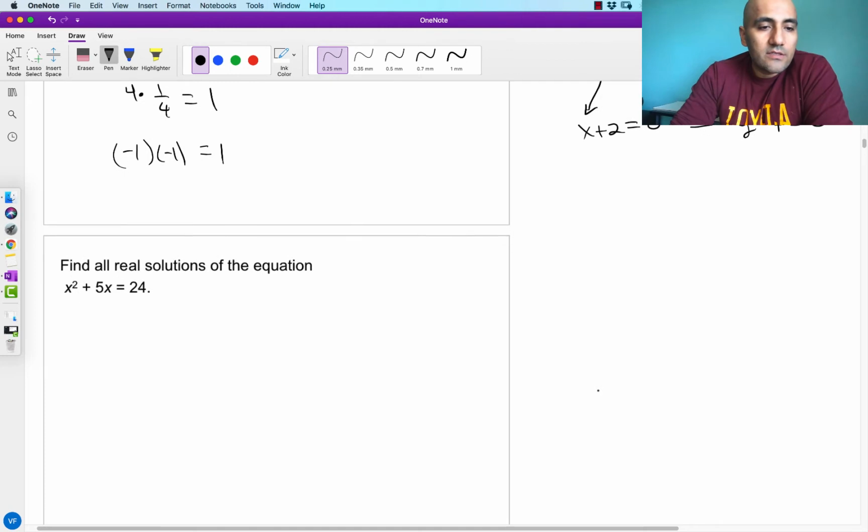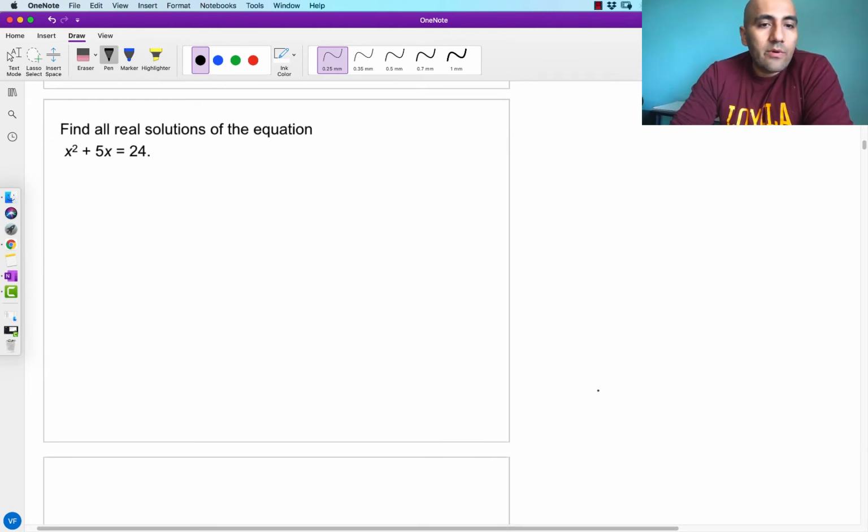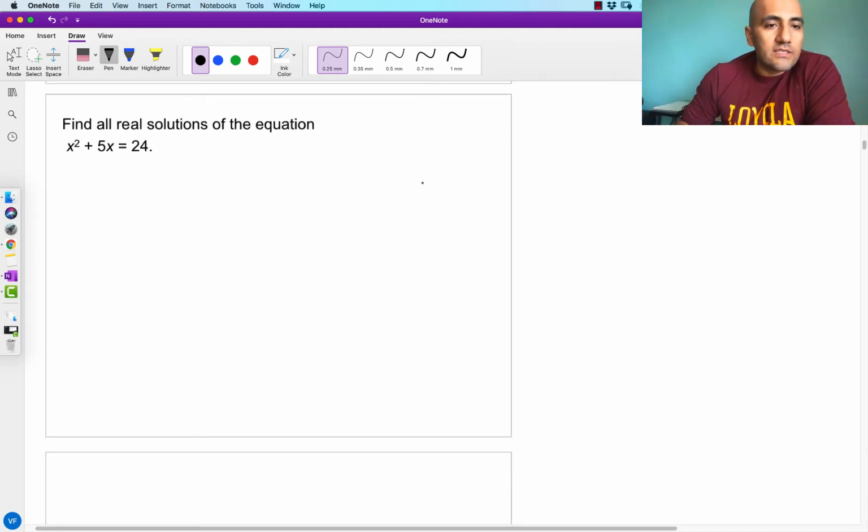Okay, so let's jump into an example. Let's say we want to find the real solutions to this equation. The first thing we'd want to do is set it equal to 0. So let's move this over to the other side. I'm going to rewrite it over here: x squared plus 5x equals 24. I'm going to subtract 24 from this side, subtract 24 from the other side, and write it right underneath.